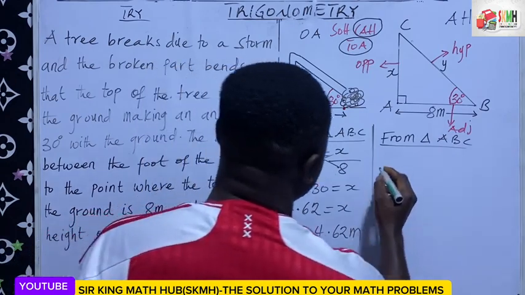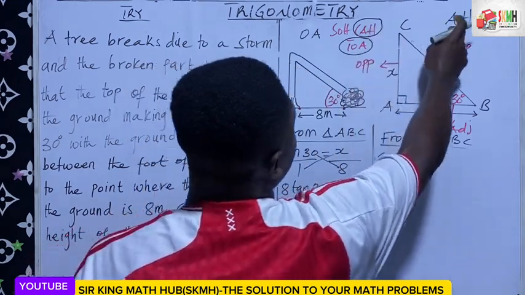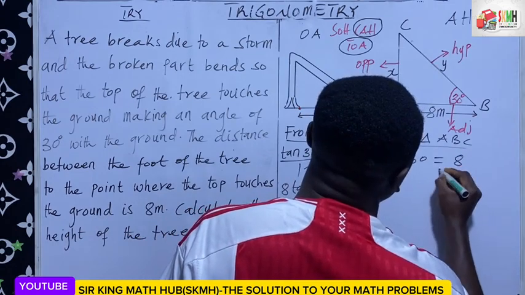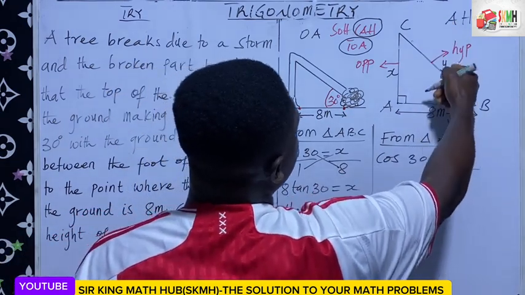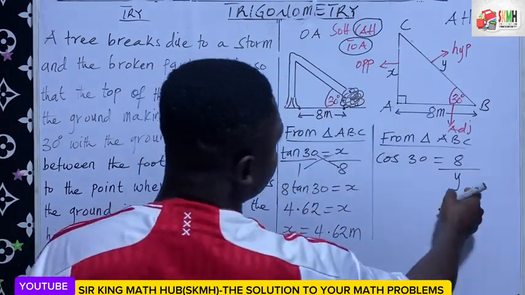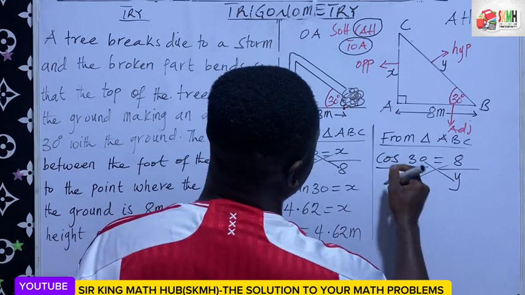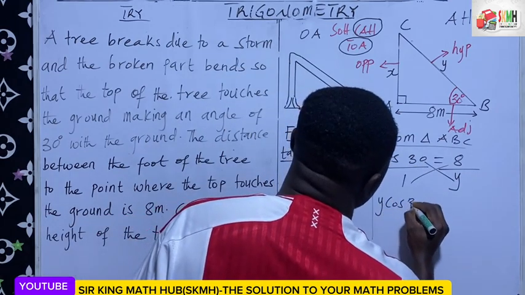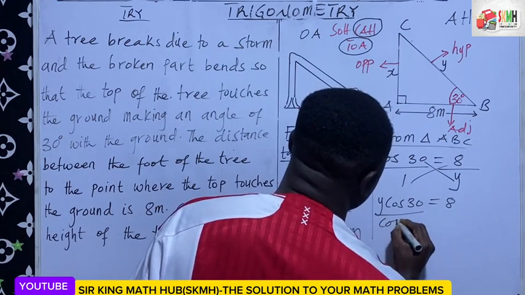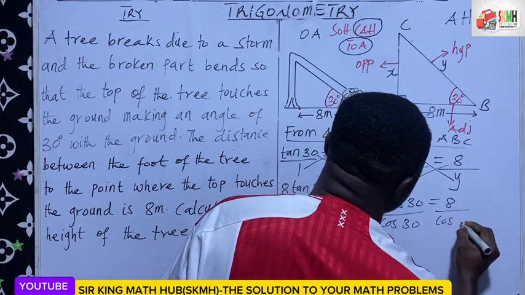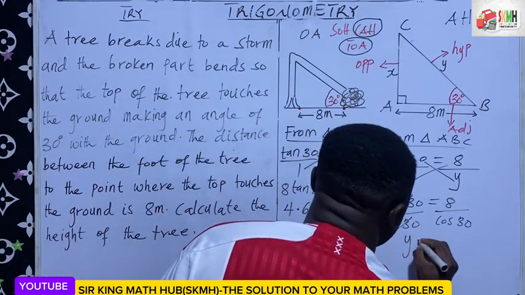And what does CAH say? CAH says that the cos of this angle here is equal to the length of the adjacent, which is 8 meters, divided by the length of the hypotenuse. And we represented the length of the hypotenuse as y. So let's solve for y. Cos 30 is the same as cos 30 on 1. We can cross multiply: y times cos 30 gives y cos 30, and 1 times 8 gives 8. We are looking for y, so we divide both sides by cos 30. The cos 30 will cancel out, leaving y is equal to.